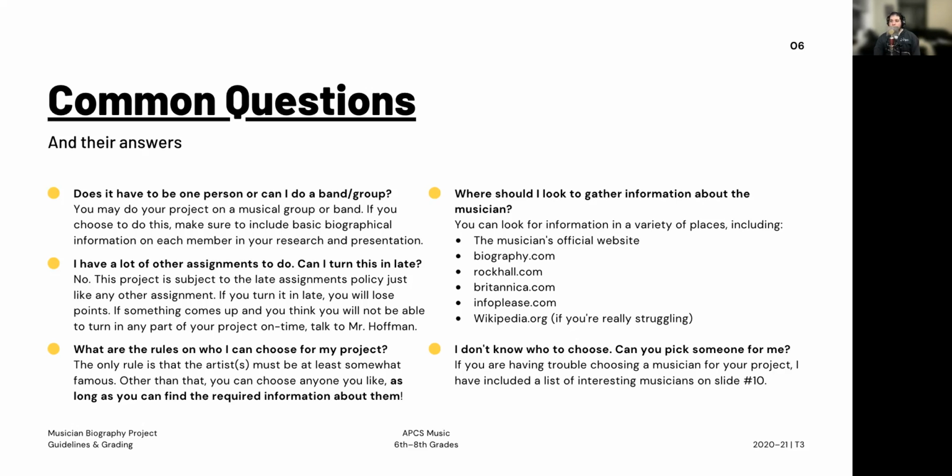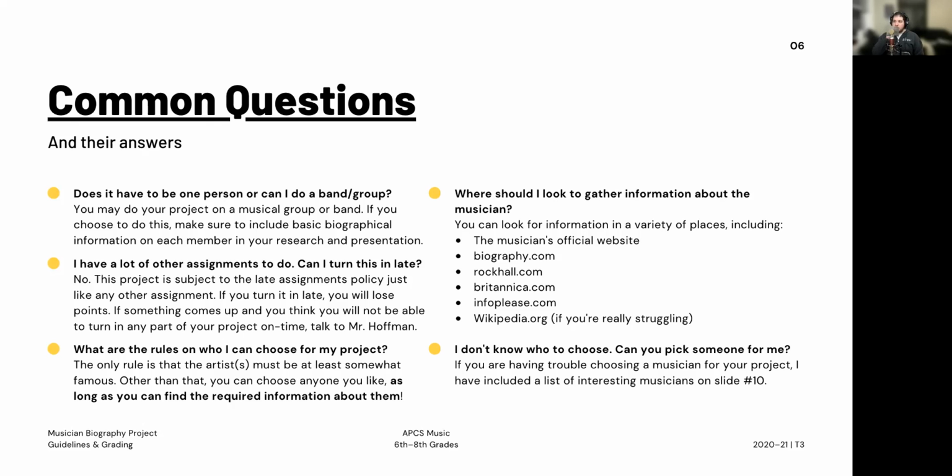What are the rules on who I can choose for my project? The only rule is that your artist or artists must be at least somewhat famous. Other than that, you can choose anyone you like, as long as you can find the required information about them. So if there's a musician that you know about who performs a lot around your neighborhood and you really like their music, if you can find the information about them, then that's fine. But if you can't look them up on the internet and find all the information that you need about them, then you're going to have to choose somebody else.